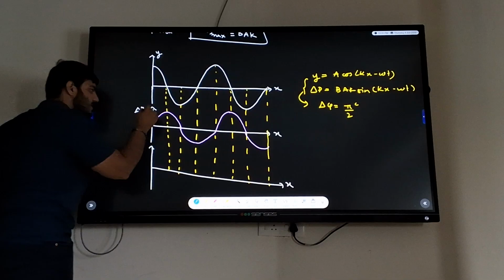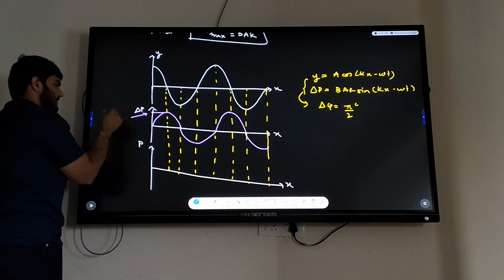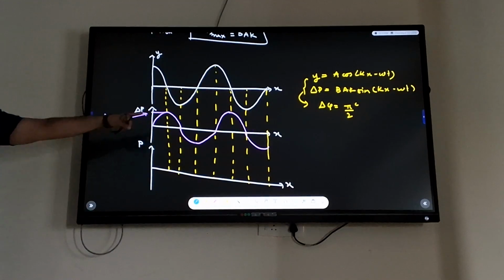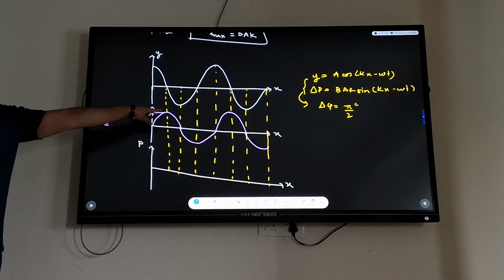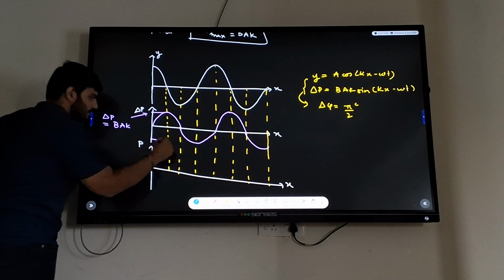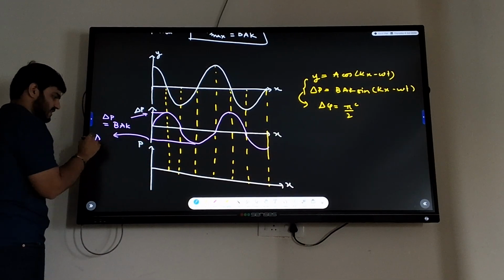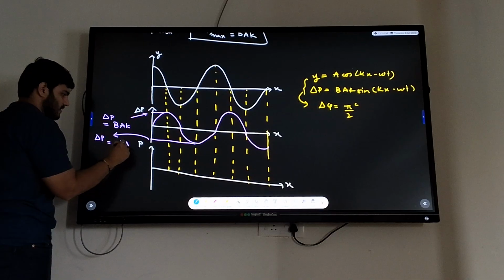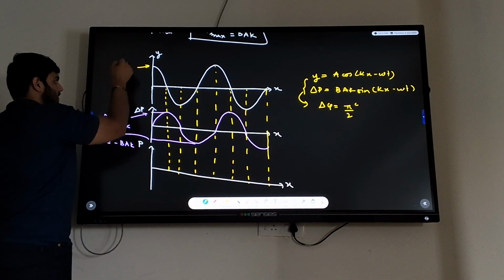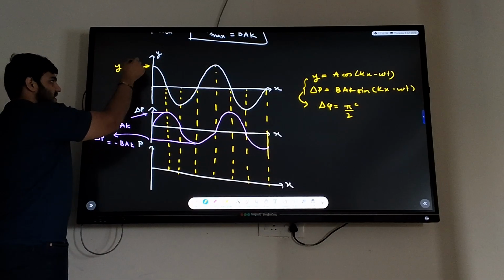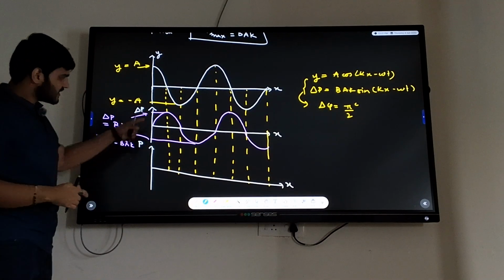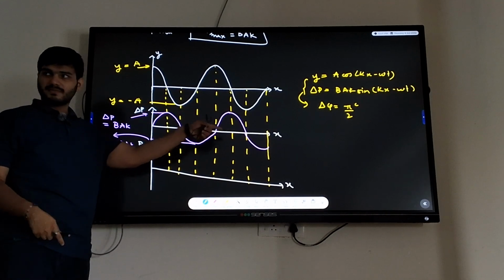What is the amplitude here? What is this delta p value here? Can you tell me that? Delta p value here. BAK. Should be BAK. And what will be the delta p value here? That's minus BAK. What will be the y value here? That's plus A. What will be the y value here? Minus A. Can you see that they have the same wavelength, by the way?